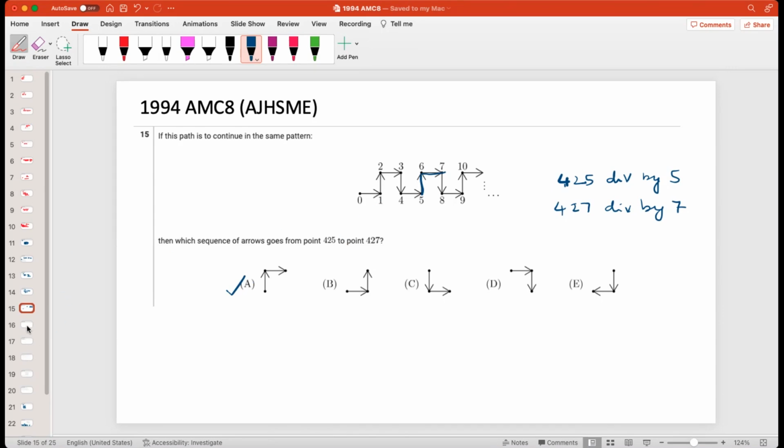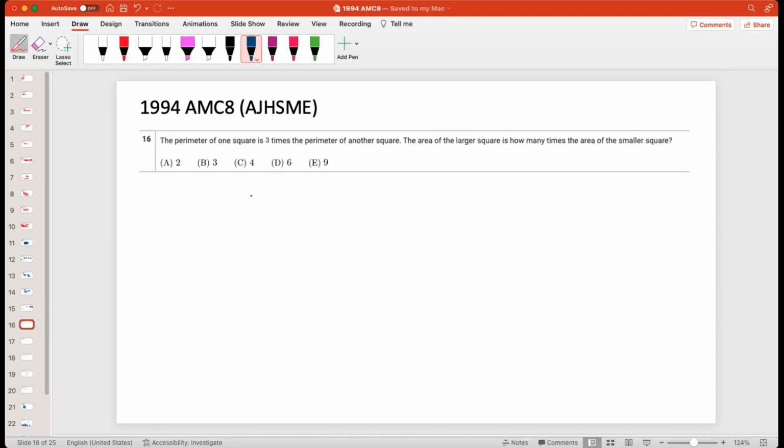Okay. Going to the next question. The perimeter of one square is 3 times the perimeter of another square. The area of the larger square. So if the side length of one square is A, the side length of the other square is B. Because one is 3 times the other, A is equal to 3 times B. Correct? Because A is the bigger square and B is the smaller square. Here we'll say A is greater than B. So A becomes 3B.